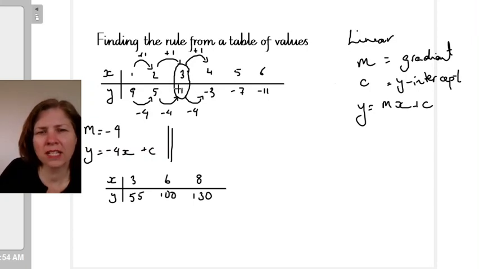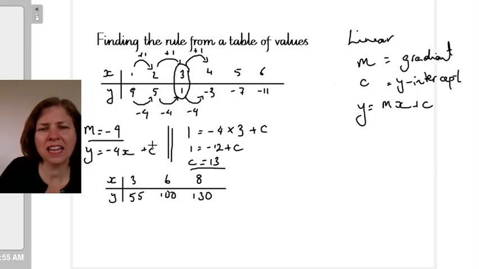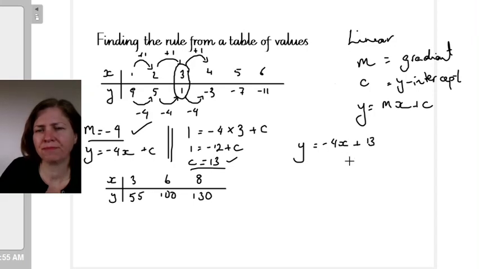So I put y is 1 into my equation, and then I keep my -4, and then I put x is 3 into my equation, and then I write down plus c, and now I just solve. So this gives me 1 equals -12 plus c, therefore c equals 13. I've now found both m and c, so I'm ready to go in writing down the equation. Y equals -4x plus 13.